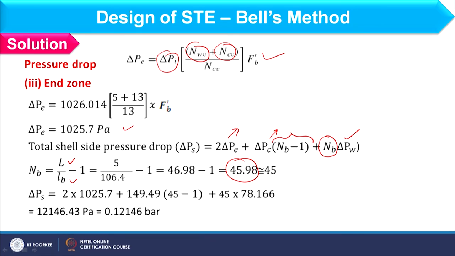Because it is very close to 46, you can consider 46 also, but here I am considering 45 as the length of the shell is fixed. So NB should be rounded off, fine. Putting all these values in this expression, we can find out total pressure drop in shell side as 0.12146 bar, which is very less than 1 bar, which is known as the permissible limit in shell side if you read the example. So in this way you can consider Bell's method to design the shell and tube heat exchanger.